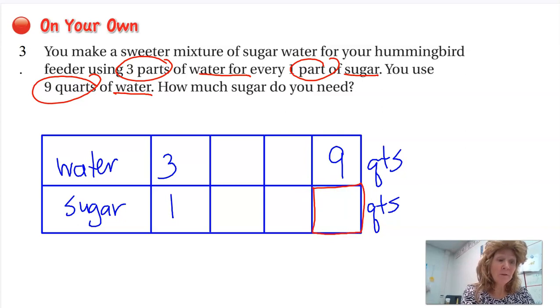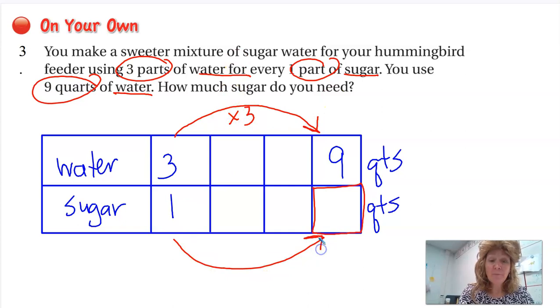Remember, I can fill in the middle rows, or I can just swoop to the end. Is there a number that you can multiply 3 by to get 9? Yes, there is. It's times 3. So if I triple the water, I need to triple the sugar, and I get 3 quarts of sugar. That's what I need.